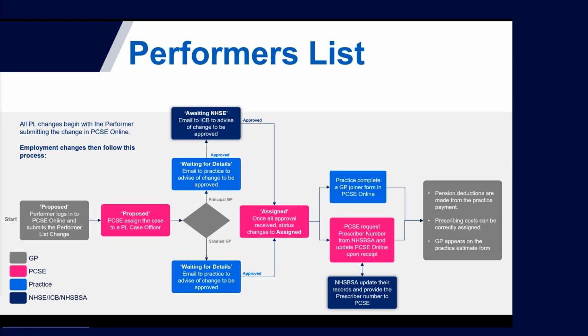Now, once you approve the GP and attach them to the practice, or assign that they've left the practice, it will then go through to the ICB to complete their approval side of things. Once that's happened, it comes back to PCSE, and at this point, you'll be able to log into PCSE Online and complete the joiner form, and then that's when you can get your GP assigned to the practice properly, and you'll be able to see them on your estimates form.